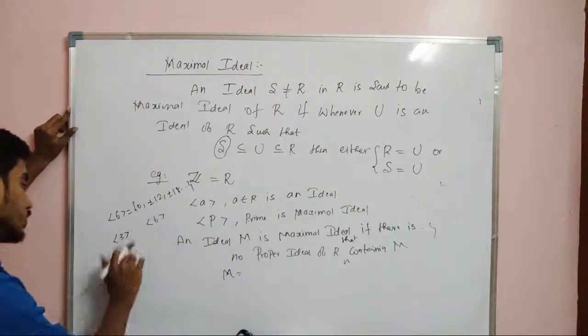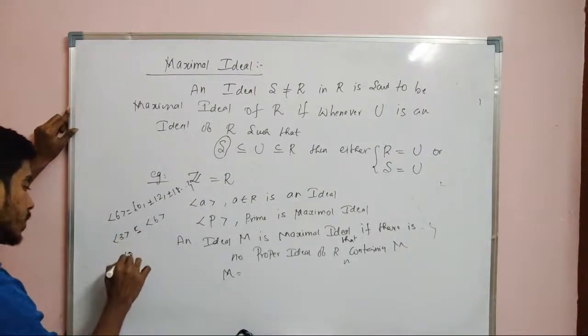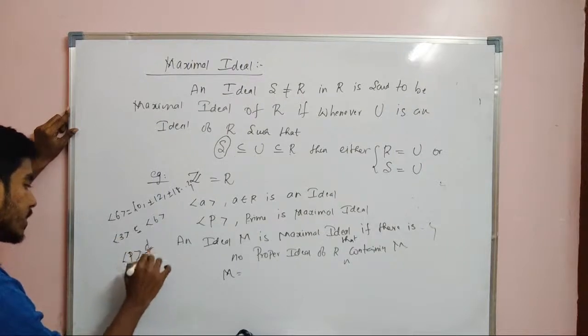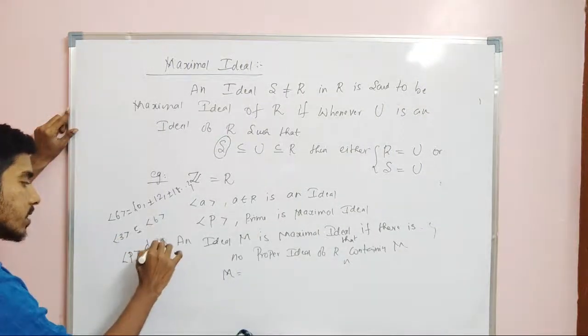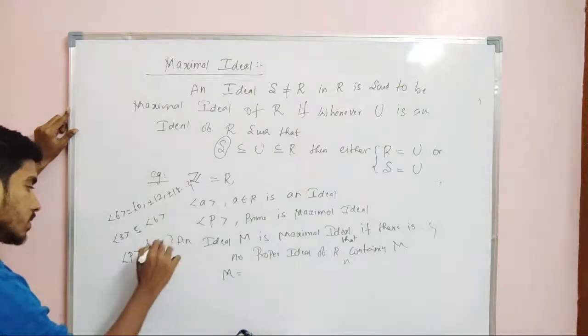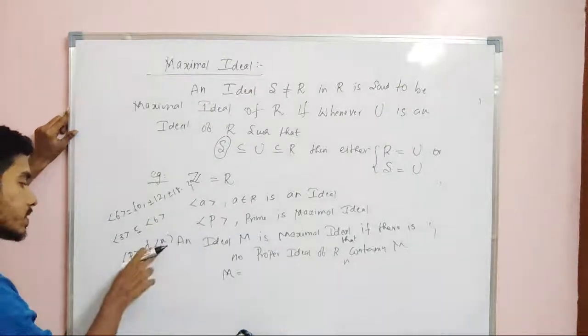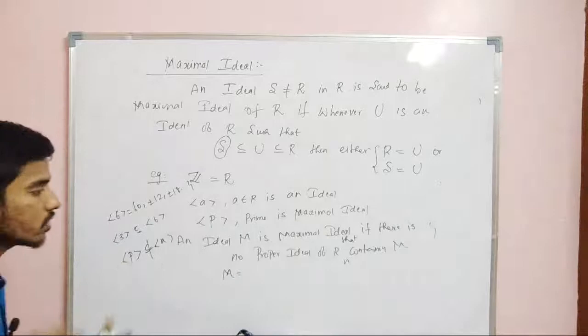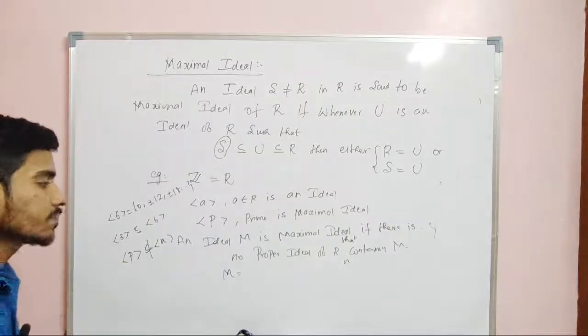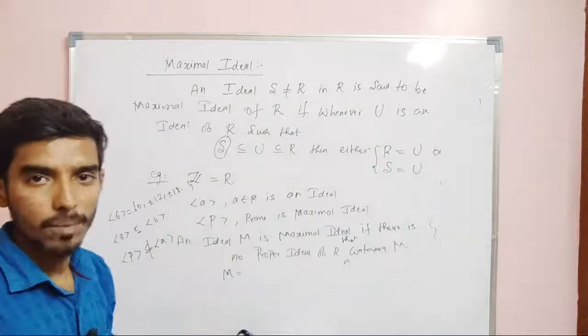But suppose this element turns out to be prime, then you cannot find an ideal which properly contains P, right? So whatever element you take, you cannot find an ideal which properly contains P. So therefore an ideal will be a maximal ideal if there is no ideal which properly contains M.